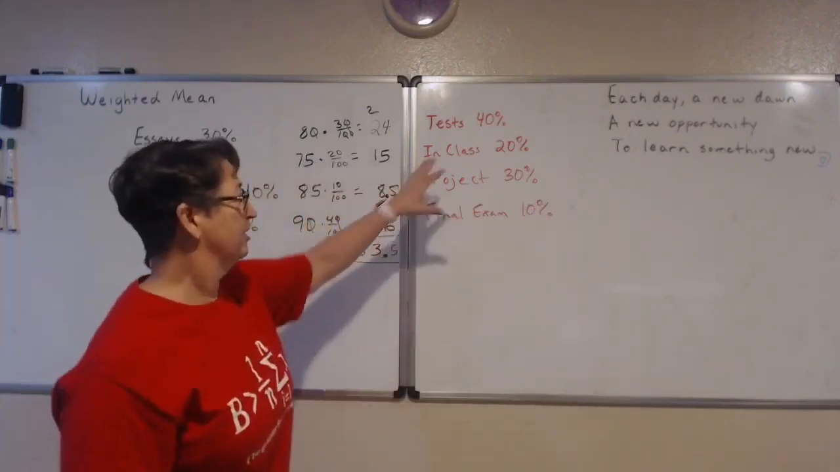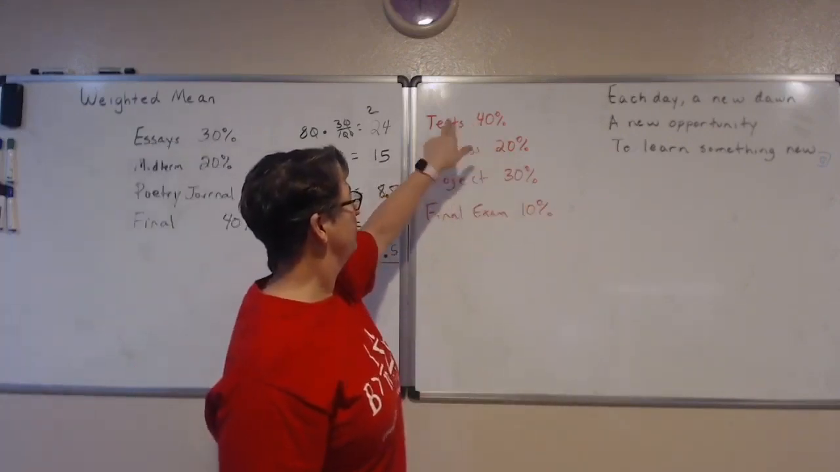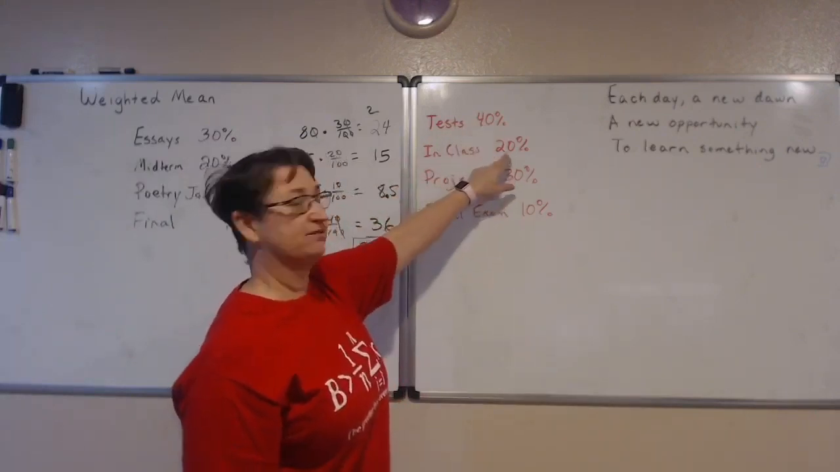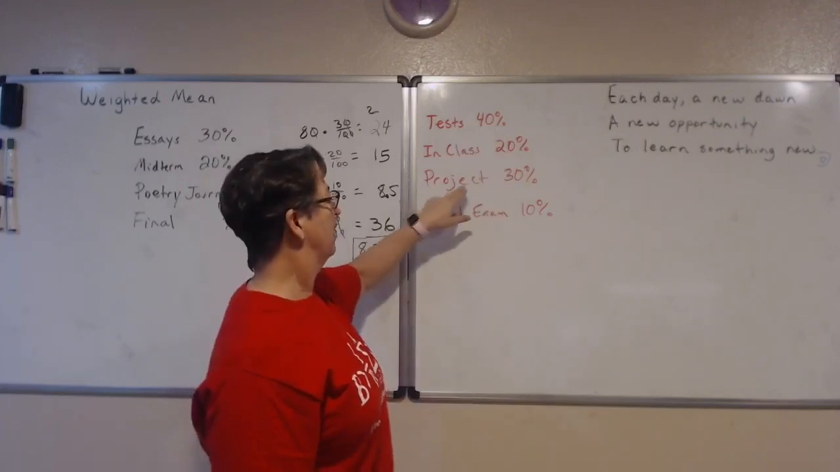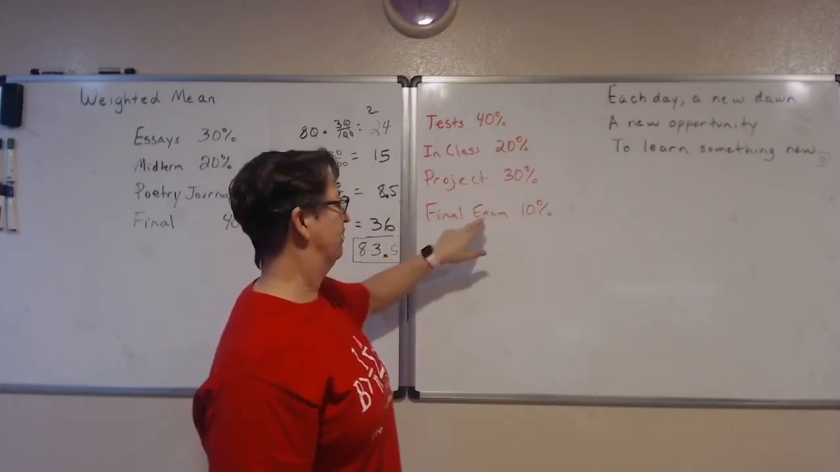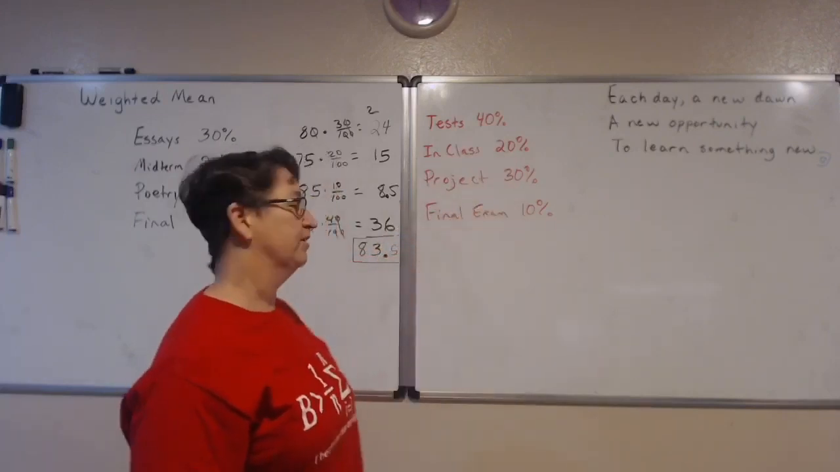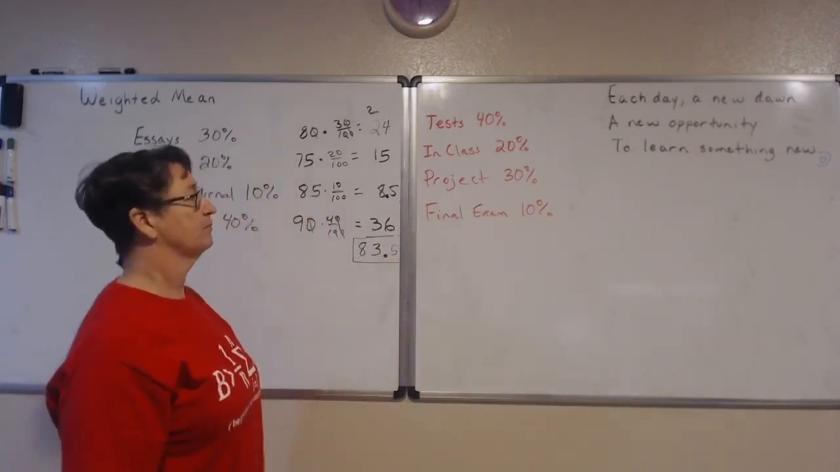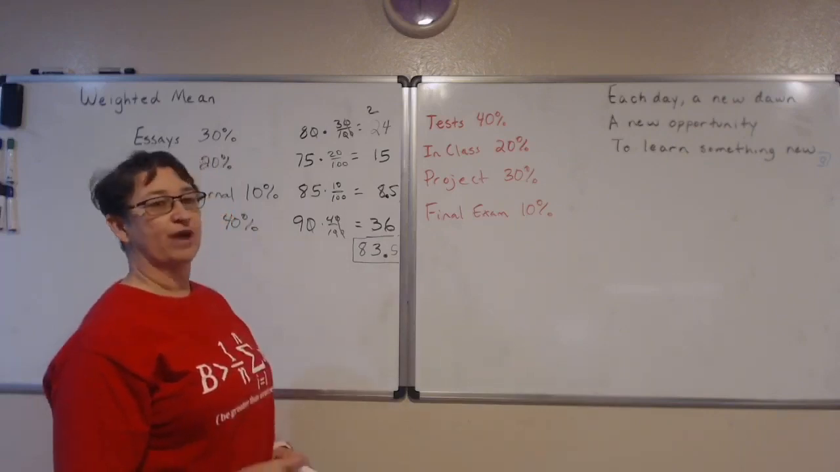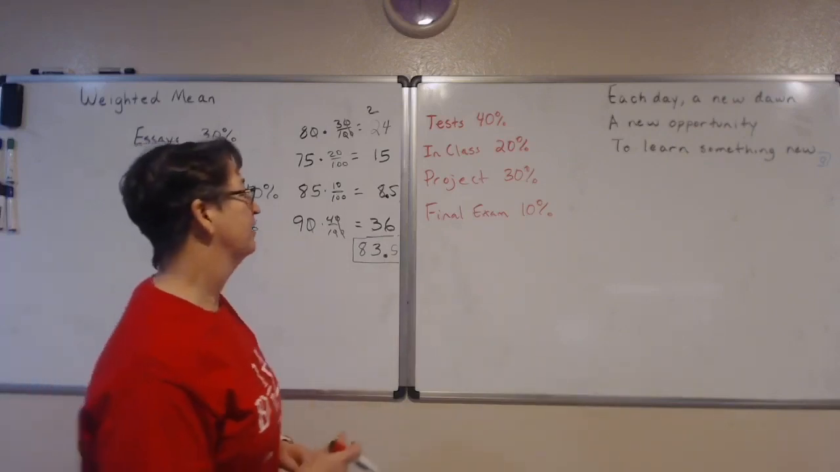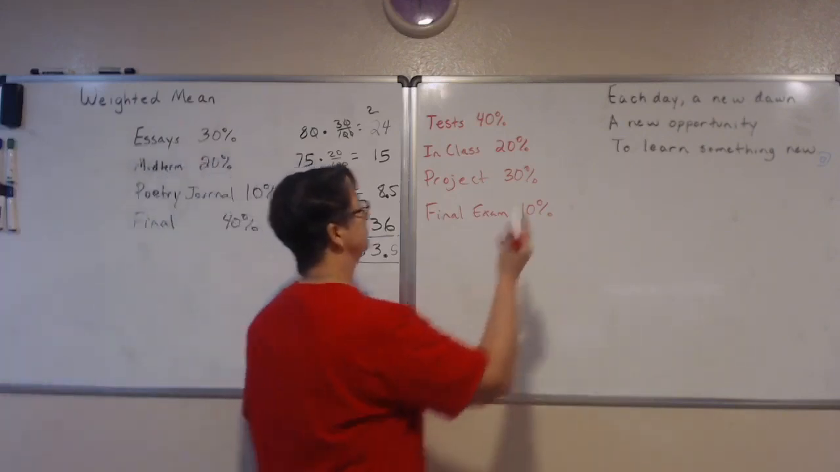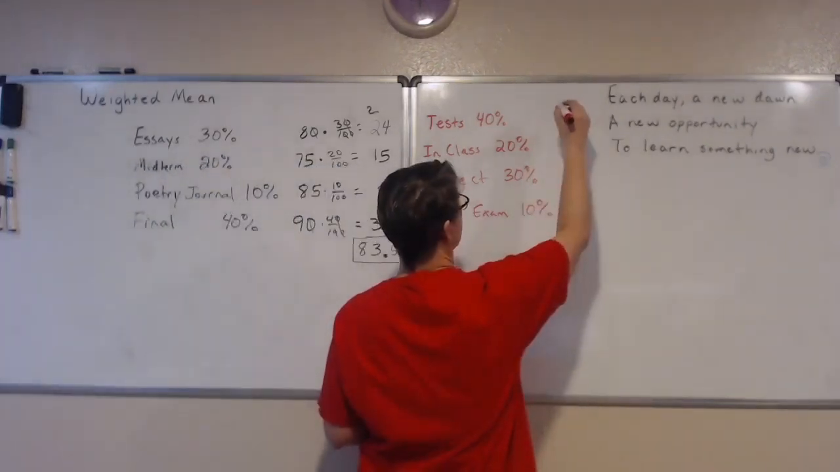Now let's see if that really adds up to be 100. If they made 100 on all their tests, they'd get 40 points. 100 on all the in-class assignments is 20 points. 100 on the project is 30 points. And the final exam is 10 points. So now we're going to add up. Let's say Heather on her test makes 78.